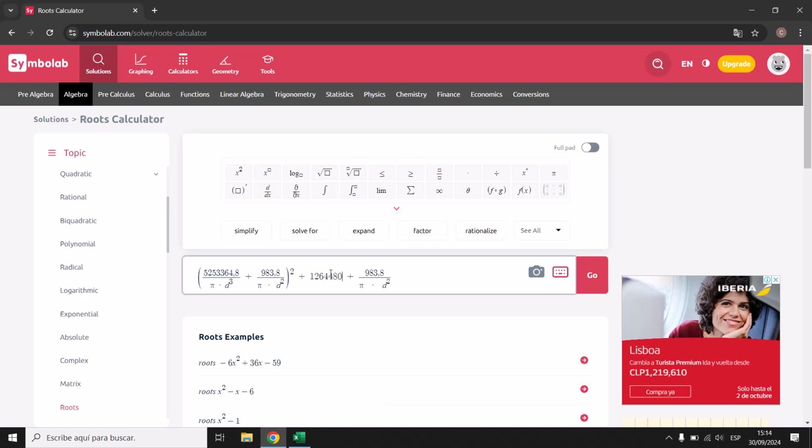Oh, no, no, no, no. How can I, where's my mouse? Okay.